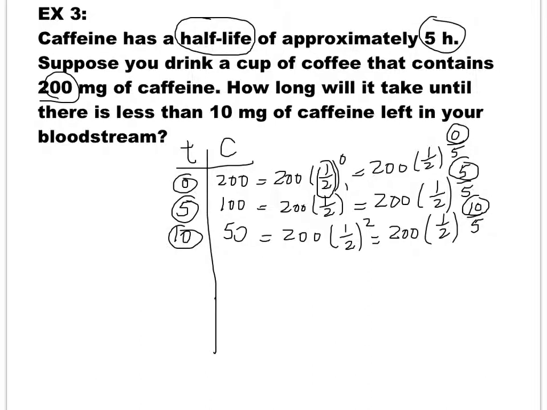So after t hours, the amount of caffeine is 200 times 1 over 2. You can see that the exponent goes with the time divided by 5. So I can write t over 5. For any value of t, the amount of caffeine in your body is 200 times 1 over 2 exponent t divided by 5. Now we have to solve this equation for values of t when the caffeine is less than 10 milligrams.